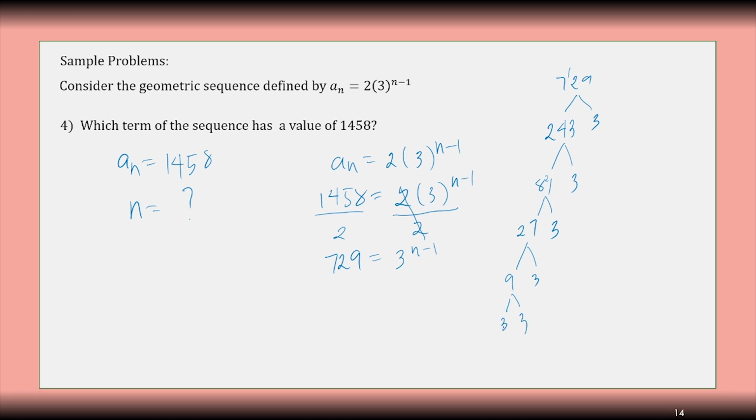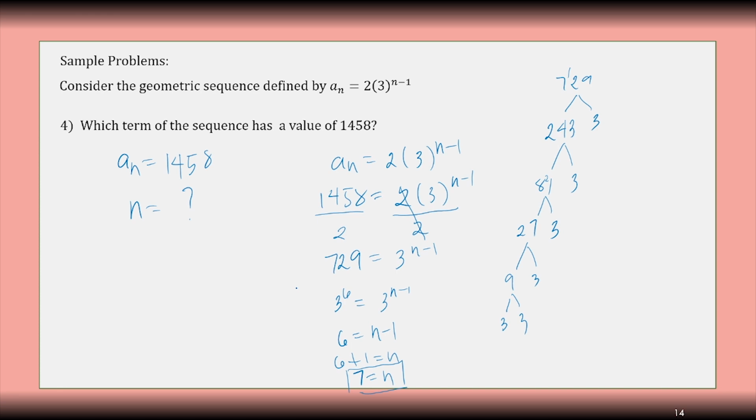So ilang 3 kaya yan? So 1, 2, 3, 4, 5, 6. So yung 729 is 3 to the power of 6 is equals to 3 to the power of n minus 1. Since parehas na yung ating base, equate na lang natin sa exponent. So 6 is equals to n minus 1. Then transpose natin negative 1 sa left side, magiging 6 plus 1 equals to the value of n. So add lang natin 6 plus 1, the answer is 7. So the value of n is 7.